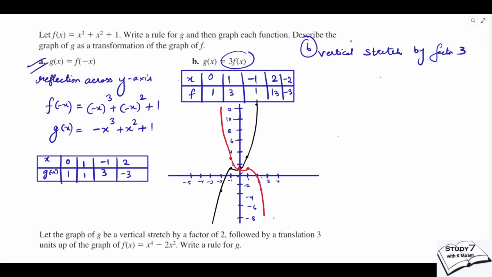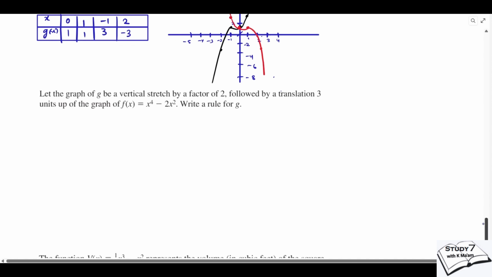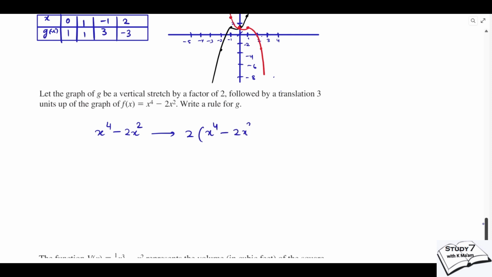Okay. So next we have, it says let the graph of g be a vertical stretch by factor 2 followed by a translation up, of the graph of this. The new function is g. What is g? The original function is this. You have to stretch vertically by factor 2. So each term is multiplied by 2, or you can say the complete function is multiplied. Then followed by a translation 3 units up. So just add 3 at the end. Your function is 2x power 4 minus 4x squared plus 3.